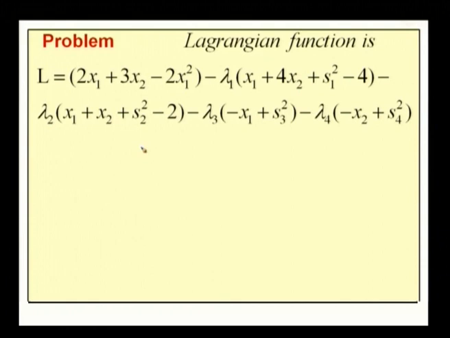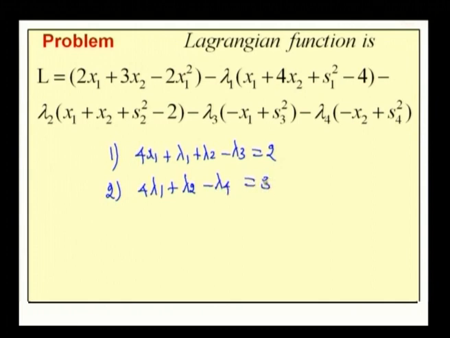Therefore, from the Lagrangian function, the Kuhn-Tucker condition for the given problem is 4x1 plus lambda 1 plus lambda 2 minus lambda 3 equal to 2, and the second Kuhn-Tucker condition is 4 lambda 1 plus lambda 2 minus lambda 4 equal to 3, and the third Kuhn-Tucker condition is x1 plus 4x2 plus s1 squared equal to 4, and the fourth Kuhn-Tucker condition is x1 plus x2 plus s2 squared equal to 2.